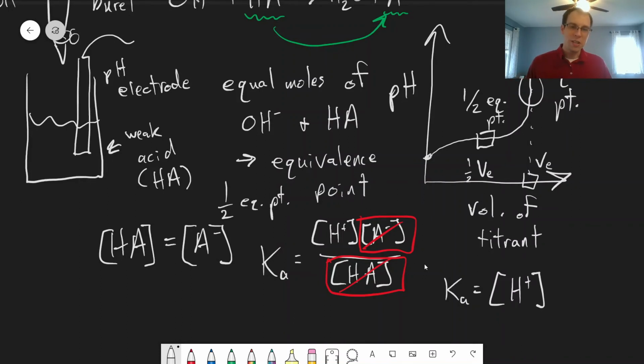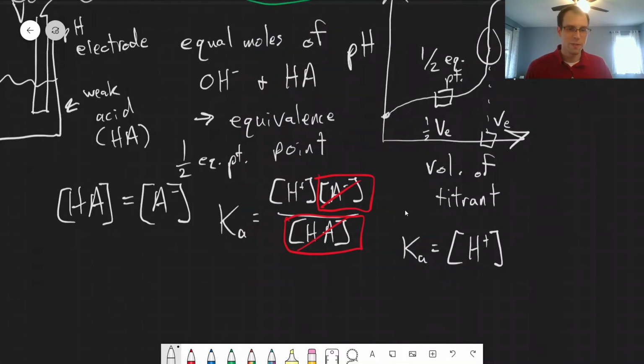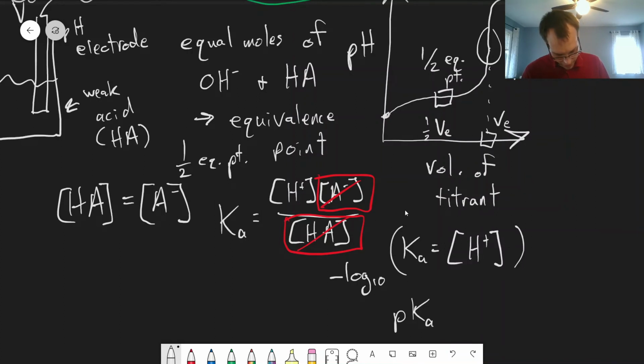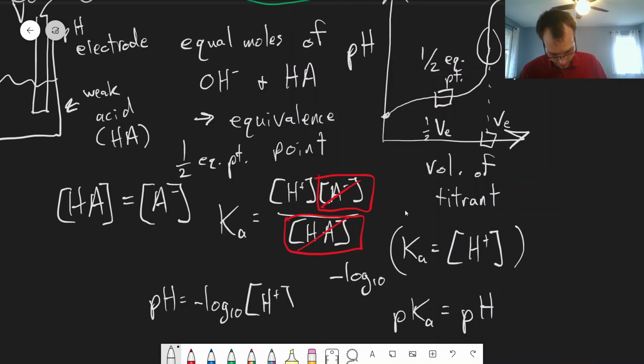Pretty neat. And what we're measuring with pH is the concentration of H plus. So if we express both of these in terms of P values, where we take the negative log base 10 of this whole equation, this will become pKa is equal to pH, using the definition of pH as negative log base 10 of the concentration of H plus, and the same thing for pKa. All right, so this half equivalence point allows us to directly determine the Ka value for our weak acid. And that's what we're after with this experiment.